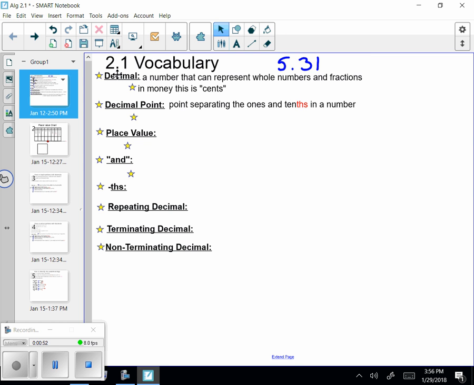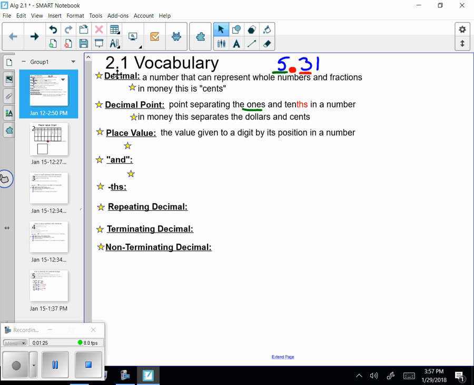A decimal point is the point separating the ones place value and the tenths place value in a number. This 3 is in the tenths place. It's in the dimes spot. This 5 is in the ones place value. The decimal point is the point separating the ones, the 5, and the tenths, the 3. In money, it separates the whole dollars from the cents.